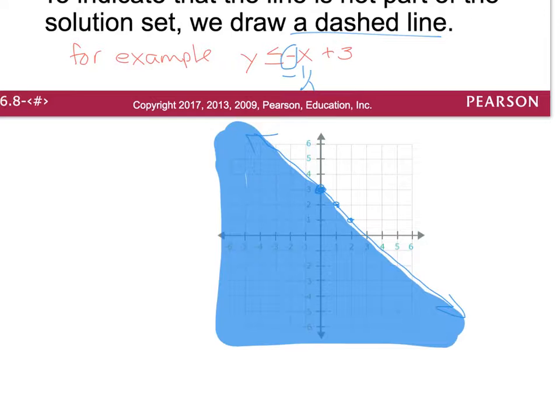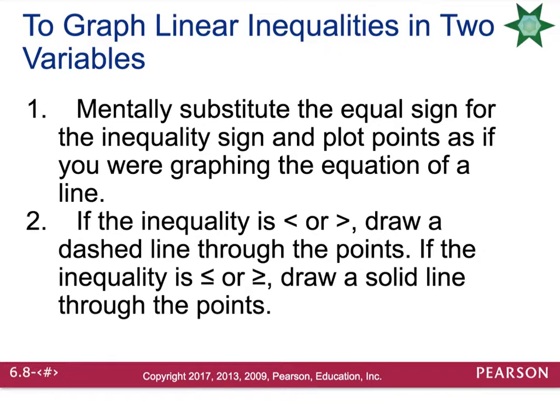So any point that lands on the line or in the blue shaded region is going to be a solution to the system. So obviously there's infinite solutions for this problem. So when you go to graph these linear inequalities, first thing you want to do is mentally substitute an equal sign for the inequality sign, plot the points just like you were going to graph the line. If the inequality sign is less than or greater than, you use a dashed line. If the inequality sign is less than or equal to or greater than or equal to, use a solid line.